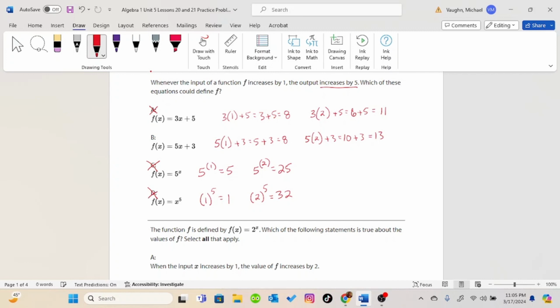So it's not D. The answer is B, and the reason is because our input is being multiplied by 5, so every time you increase the input by 1, you're getting another 5.